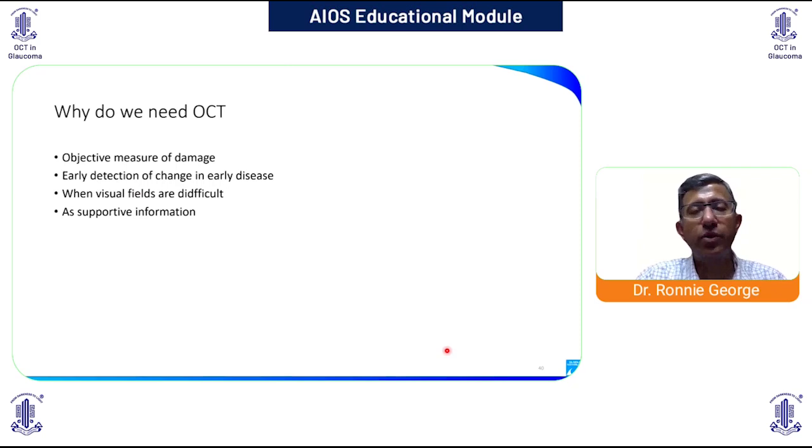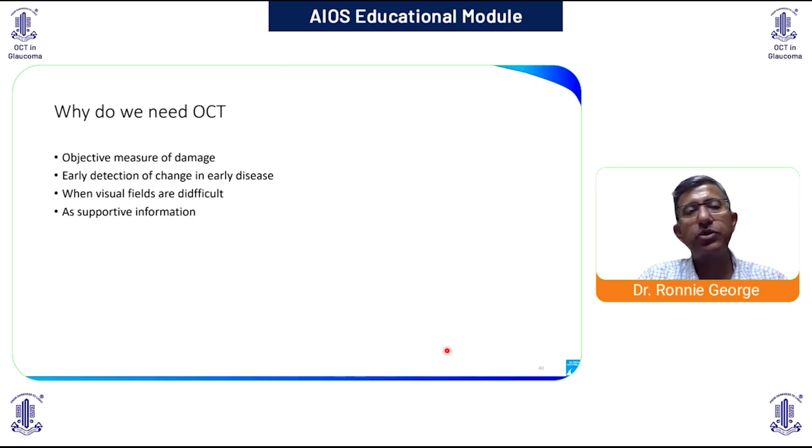So why do we need an OCT? We need an OCT because it's an objective measure of damage. It helps us to detect change early in early disease. It's also very helpful when visual fields are difficult or a patient is finding it difficult to do visual fields or they're very unreliable. And as supportive information in patients with established defects, it helps us decide whether to treat earlier or otherwise.